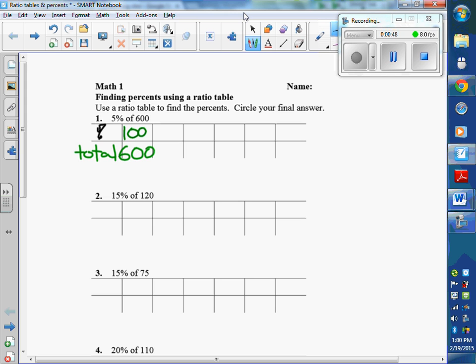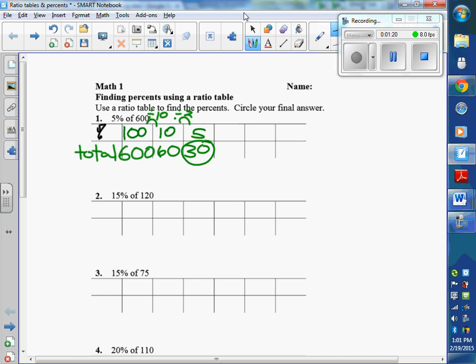So you want to get down to 5 because you're trying to get 5%. So, divide by 10, which is 10 and 60. So, there you go. And then you're trying to get to 5, so you divide by 2. So, that's 30, and that's 5. So, your percent.